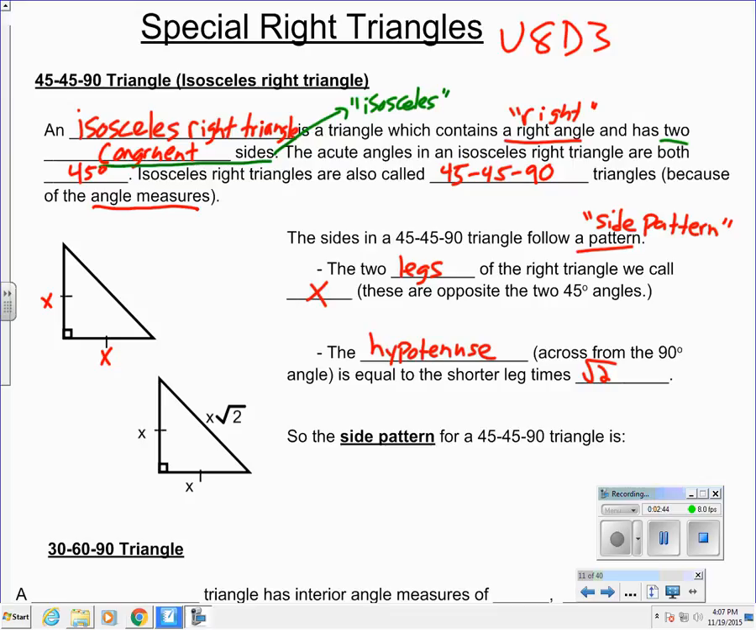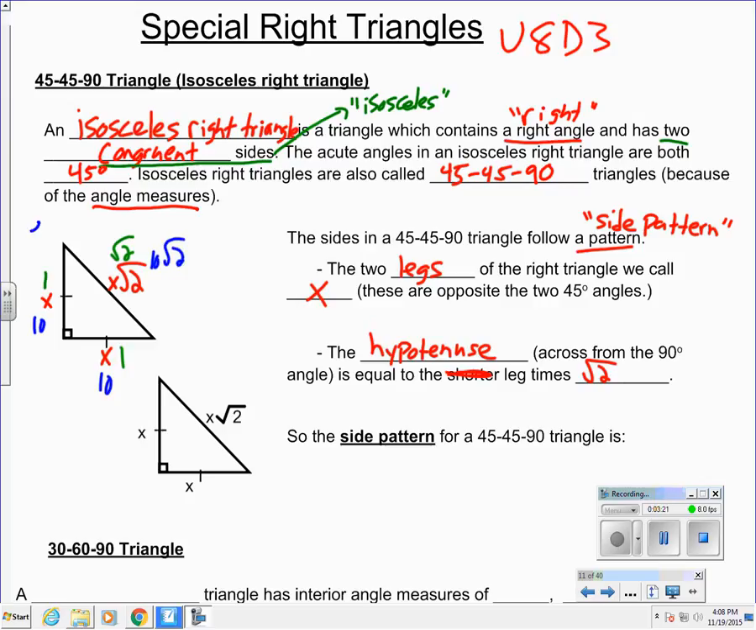Since they're both the same, there's no shorter leg, it's equal to the leg times the square root of 2. So this side is x, the other side is x, the hypotenuse is x square root 2. If this leg was 1, this leg would also have to be 1, and then the hypotenuse would be square root 2. If this side was 10, this other side would also have to be 10, and the hypotenuse would be 10 square root 2.